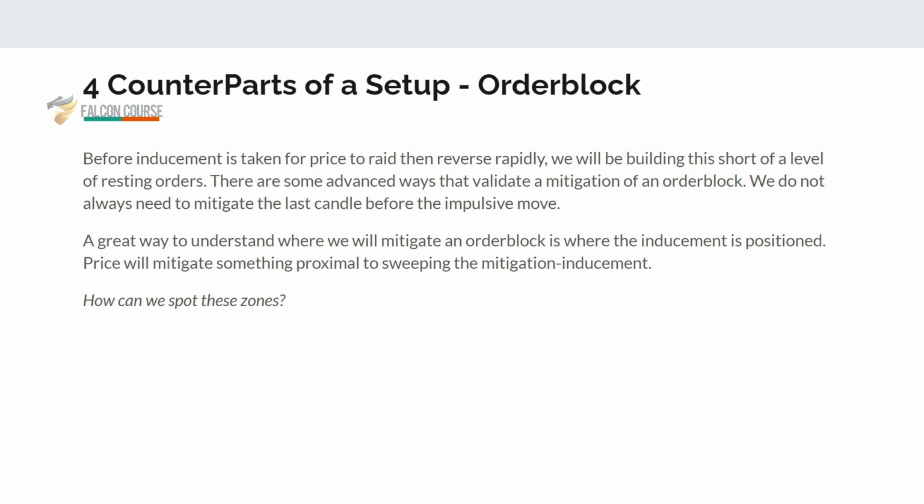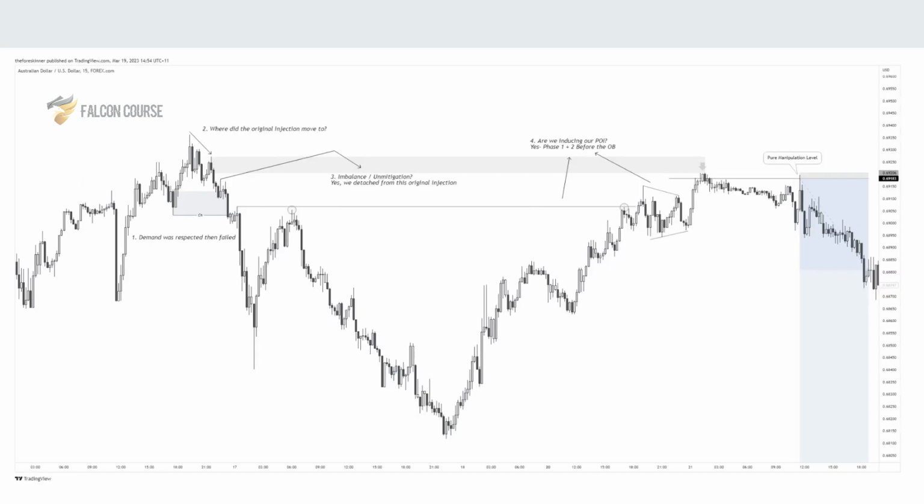Look for inducement first. Inducement is what we set up before we actually tap and mitigate into our zones. So if we spot the inducement before the zones, we're usually good to go. We can miss a lot of trades if we're just looking for certain zones. Okay, so let's have a look at this.